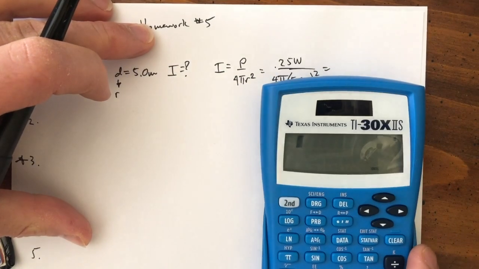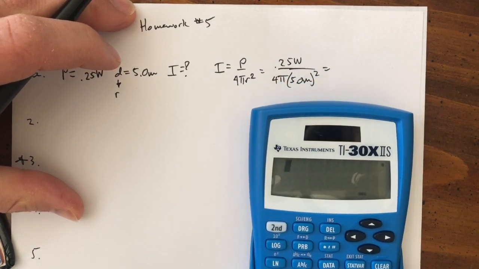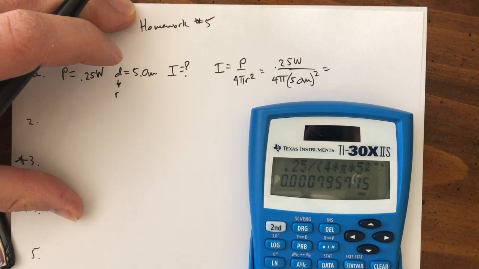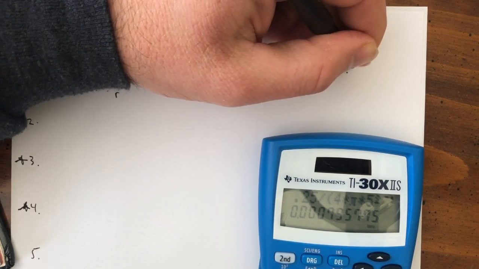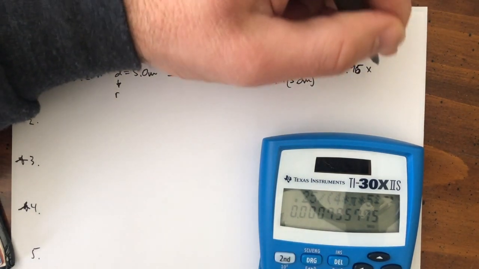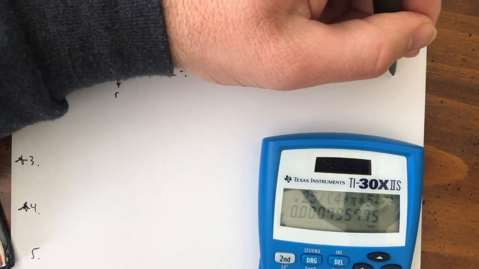All right, so I'm going to get the calculator out here, and we'll go 0.25 divided by 4 times pi times 5 squared, and I get 0.000795, so that's going to be 7.96 times 10 to the minus 4th. And the units are watts per meter squared.